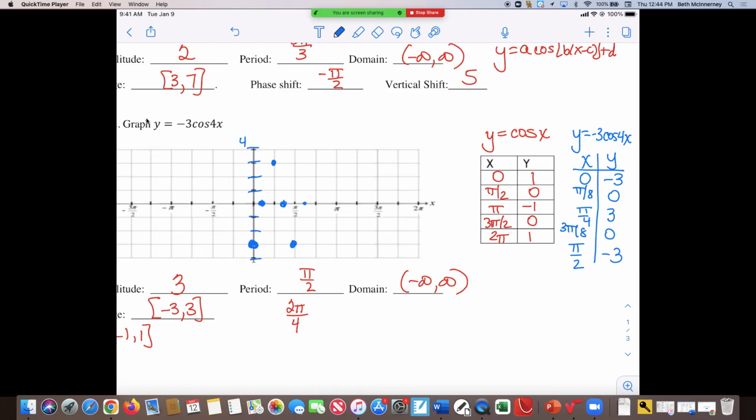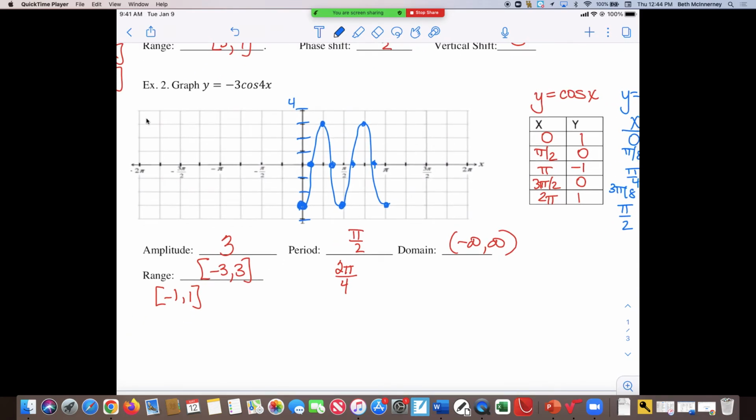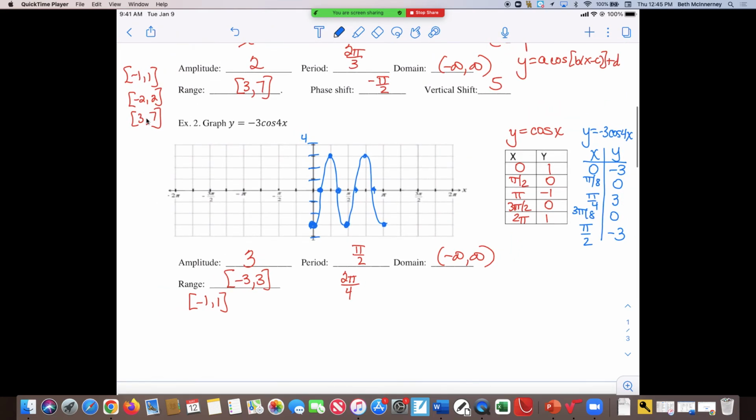Let's go ahead and continue this, because I think it's hard to see. Oh, so do you see if I went all the way to 2 pi, there would be 4 cycles? And b is 4. Remember we said there are b cycles in 2 pi. Yeah, go. Yeah. No, that's absolutely fine.